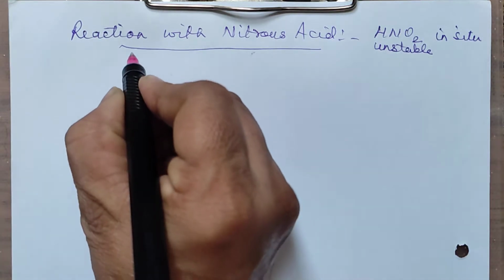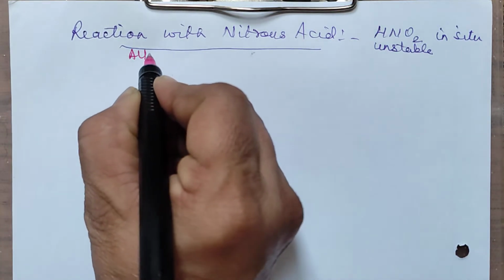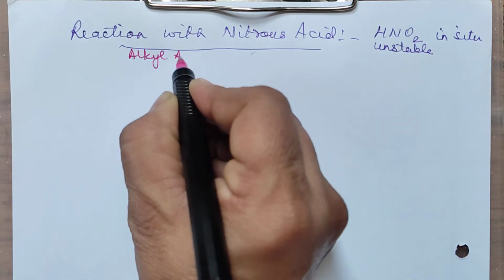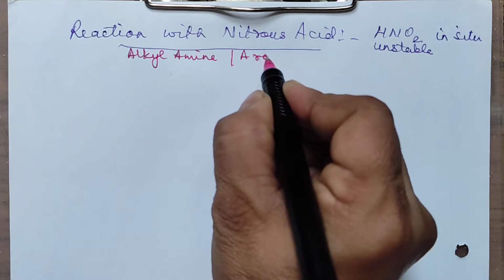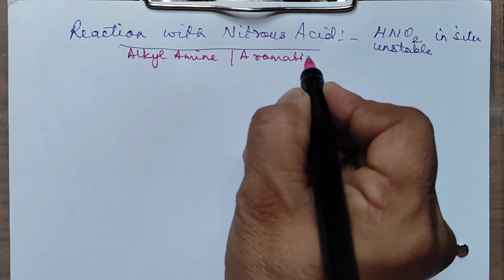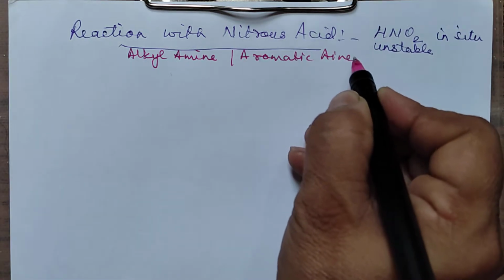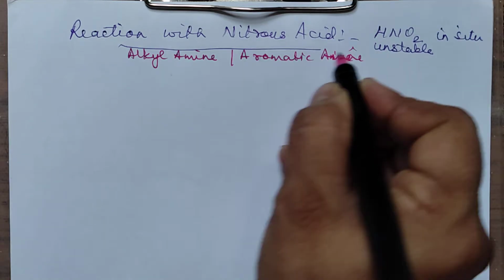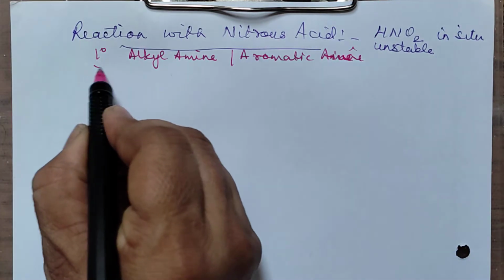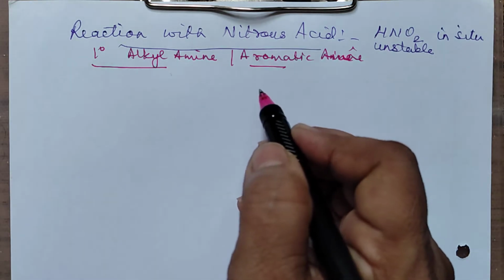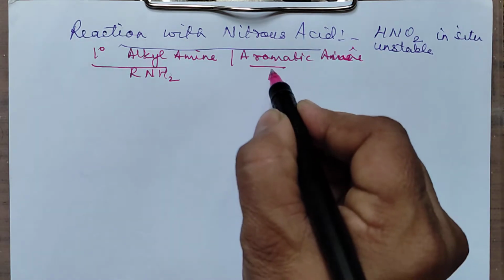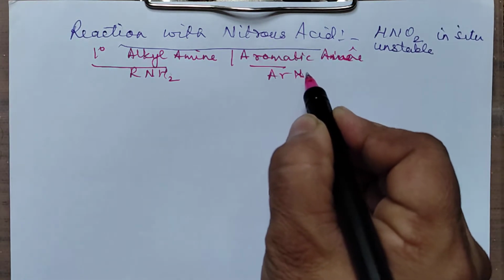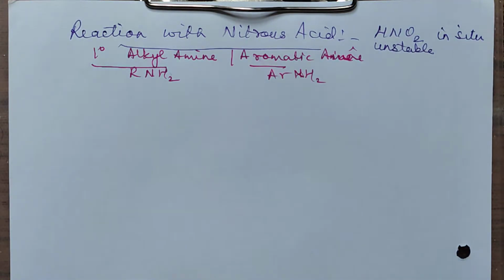It is used to distinguish between alkyl amine and aromatic amine. That means I am talking about 1 degree alkyl amine with aromatic amine. In a way, I may write this as RNH2 and ArNH2. So it is used as a distinguishing test for them.